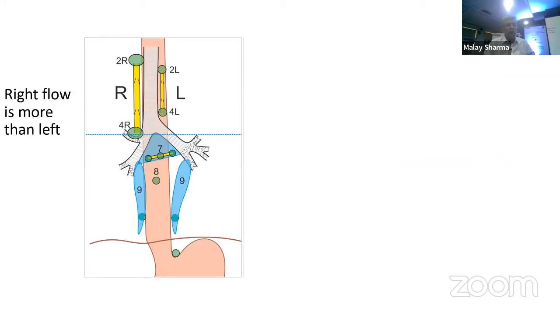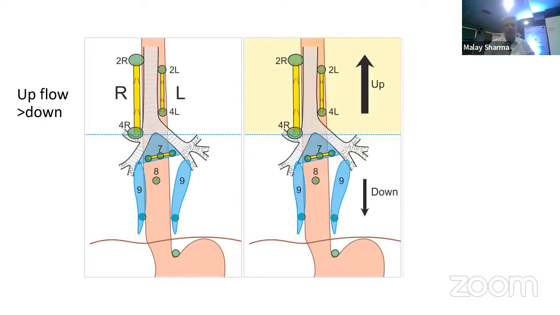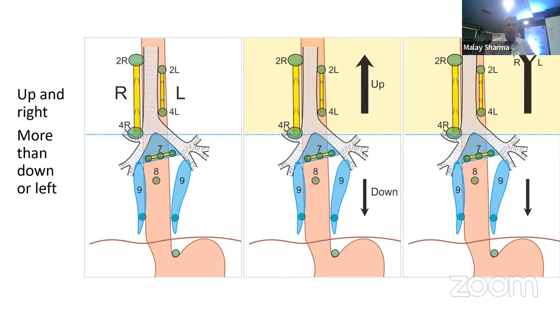Right flow is more than the left. The flow on the right side of the trachea is more often than the left. Upflow is more common than down. So right flow is more than left, upflow is more than down, but still the flow occurs in both directions. So up and right more than down or left.